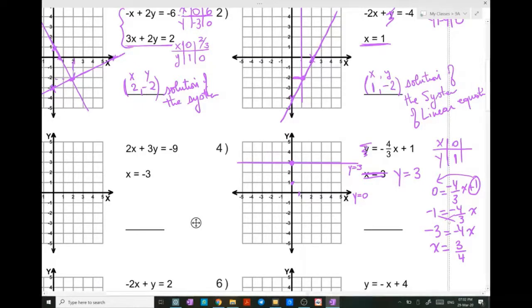And when I join these 2 points, I would have the line whose equation is y equals minus 4 over 3 x plus 1. And the point of intersection of these 2 lines is minus 1 for x and 3 for y. So what do we call these coordinates? They are also the solution of the linear system.